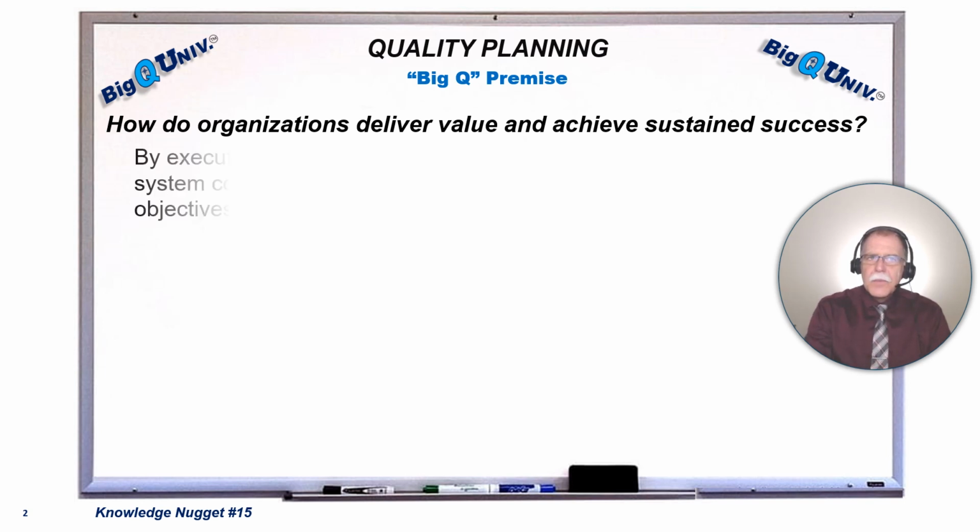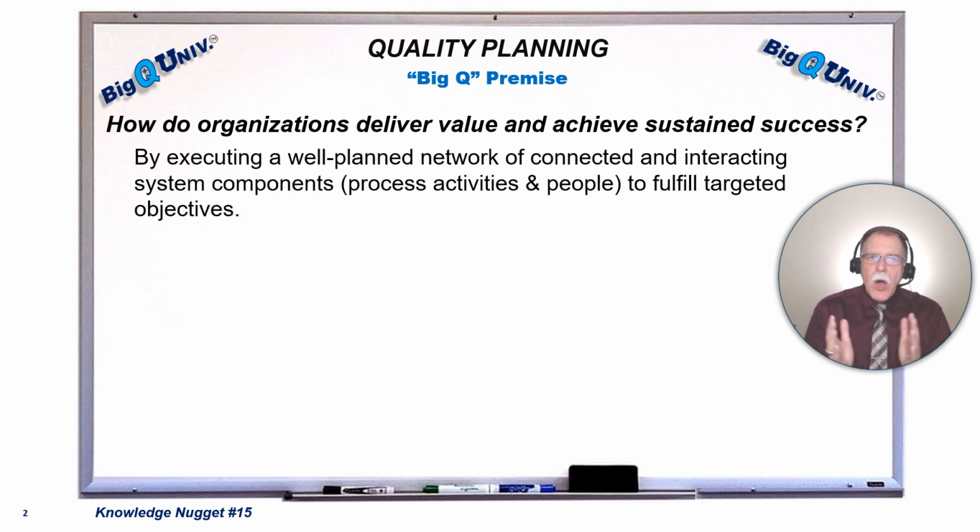Well, they do this by executing a well-planned network of connected and interacting system components, which are process activities and people, to fulfill targeted objectives. So our central premise here is that organizations that execute a well-planned network of connected and interacting system components, process activities, and people can deliver value and achieve sustained success.